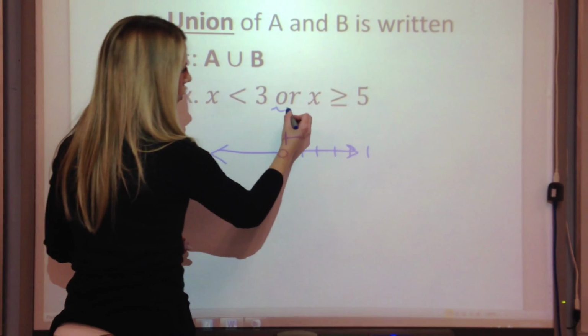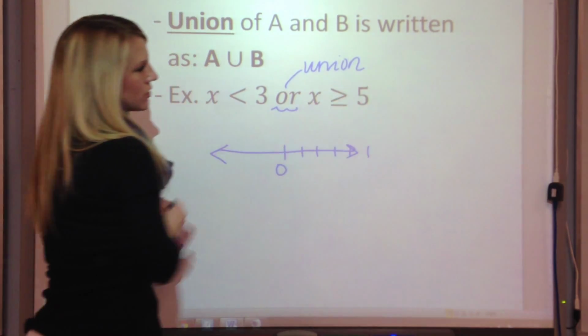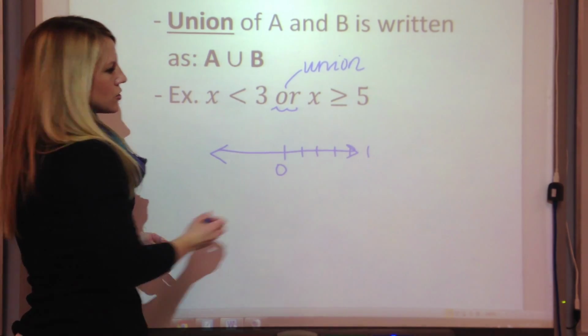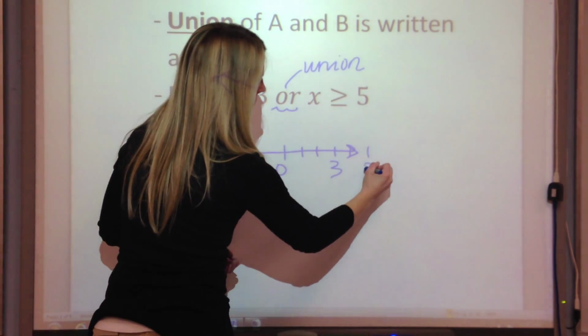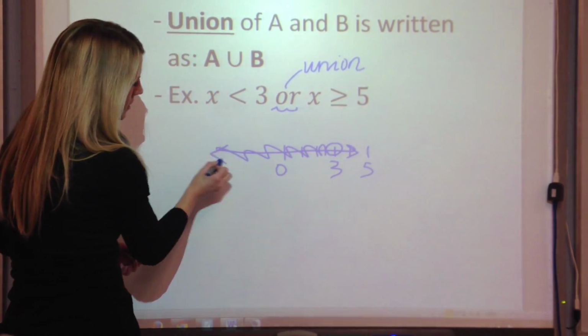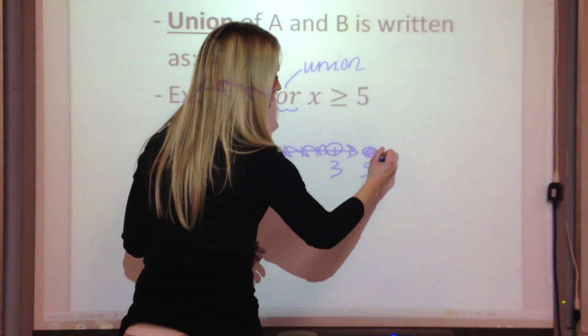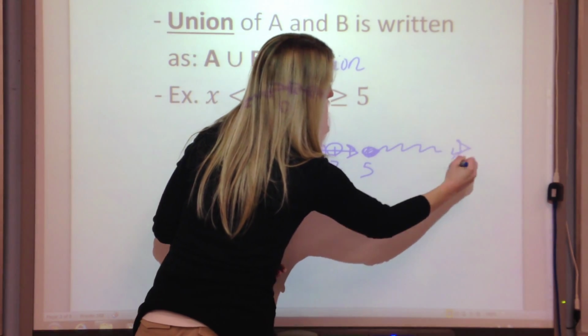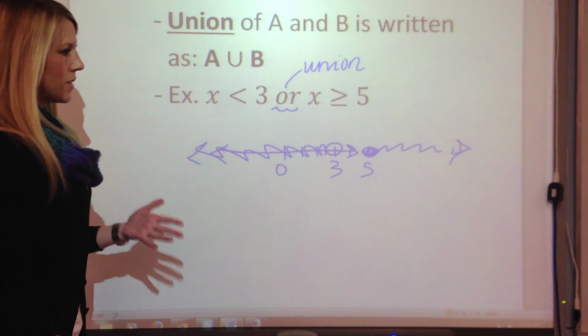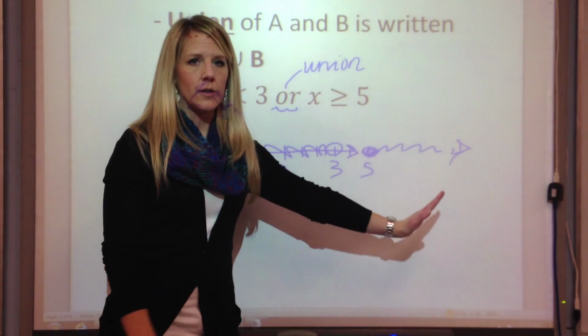X is less than 3 or x is greater than or equal to 5. So if x is less than 3, everything to the left. X is greater than or equal to 5, closed circle, and then it would be everything to the right. So in this case, it's either x is less than 3 or x is greater than or equal to 5.